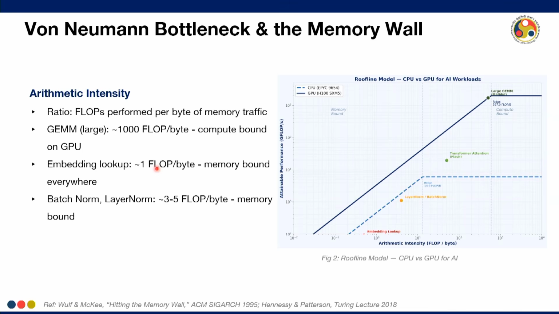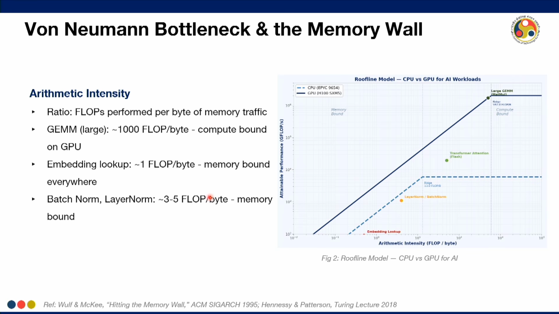So you do not do many operations for your loaded data. So that is your memory bound, right. Similarly, batch normalization, layer normalization. As you can see, this arithmetic intensity is a function of the application itself, the kernel. So from the AI workload, you can understand whether it is compute bound or memory bound, right. Similarly, batch normalization and layer normalization are memory bound. You do around 3 to 5 floating point operations per byte of data that you load, right.